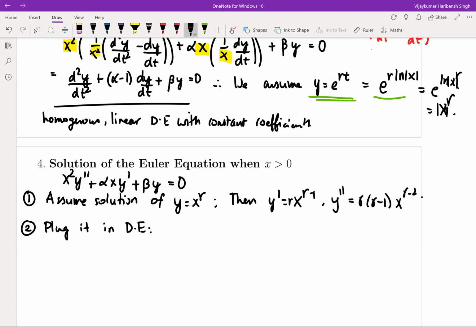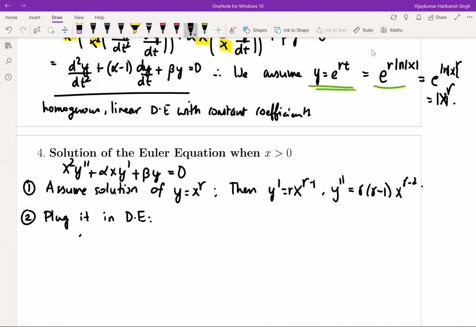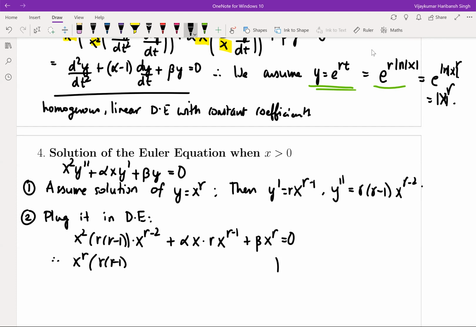So when you plug it into the differential equation, what do we get? We get x squared times y double prime, which is r times r minus 1 times x to the power r minus 2, plus alpha x times y prime, which is r x to the power r minus 1, plus beta x to the r equals 0. Therefore, you can take x to the r common. What is left in the bracket? r times r minus 1 plus alpha r plus beta equals 0.